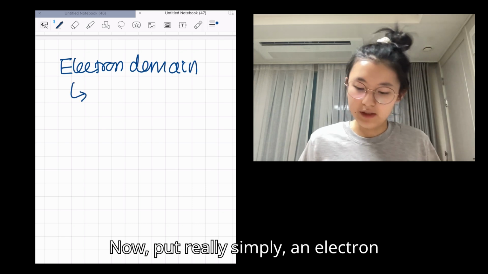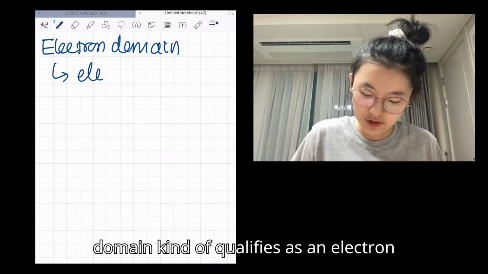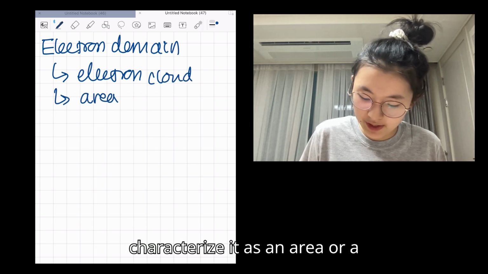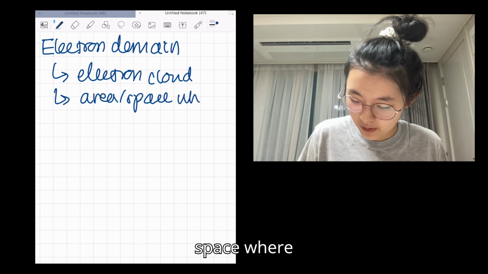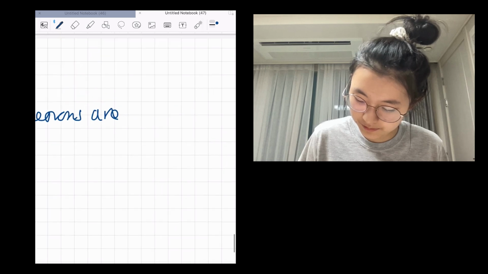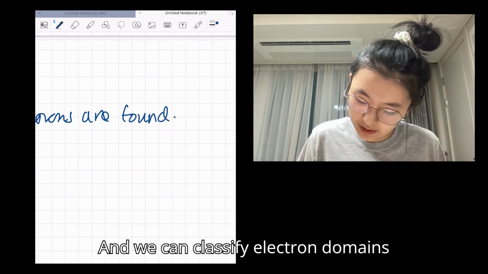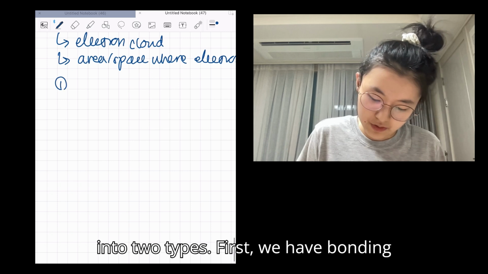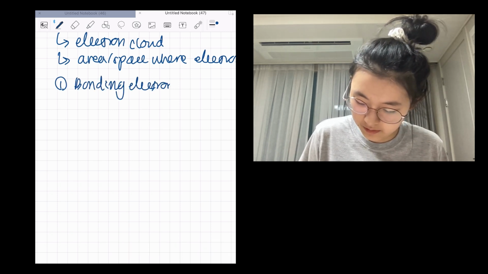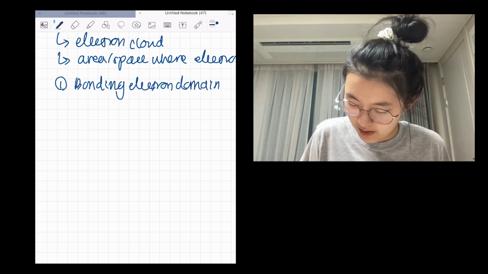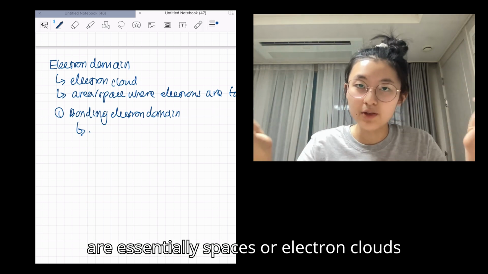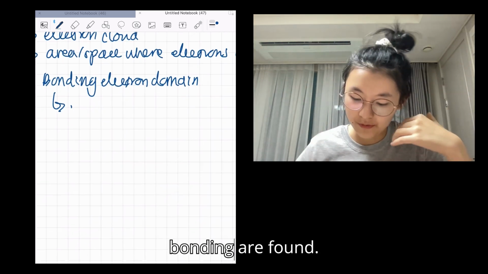Now, put really simply, an electron domain kind of qualifies as an electron cloud. And we can characterize it as an area or a space where electrons are found. And we can classify electron domains into two types. First, we have bonding electron domains. And in bonding electron domains, these are essentially spaces or electron clouds wherein electrons that are engaged in bonding are found.